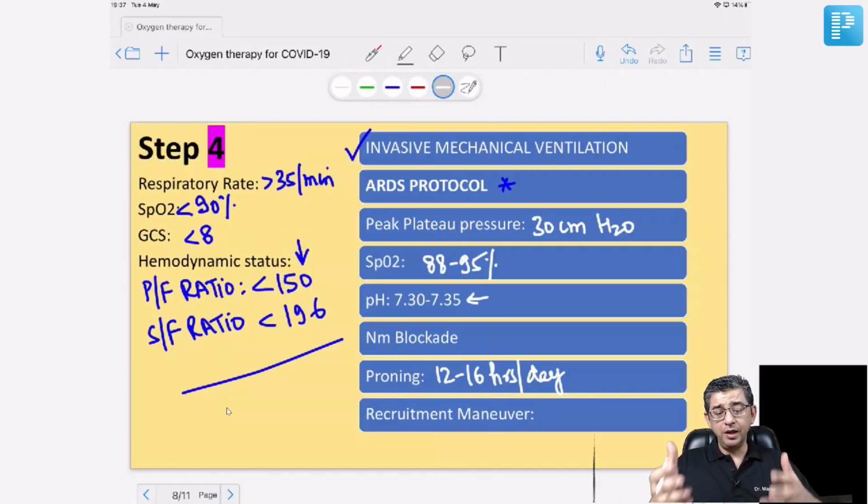Now, when do I say impending respiratory failure? Carbon dioxide of the patient is rising dramatically. I mean, the person will start having carbon dioxide narcosis. There could be a possible asterixis occurring in a person.